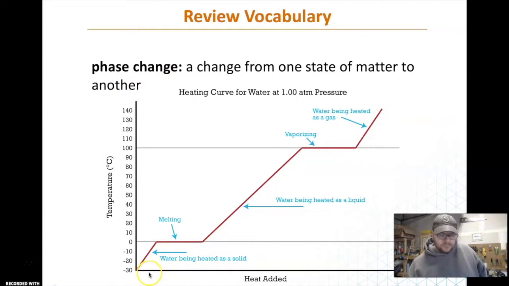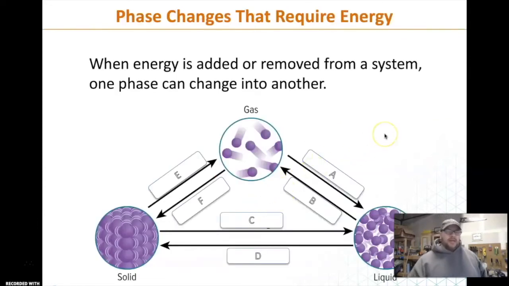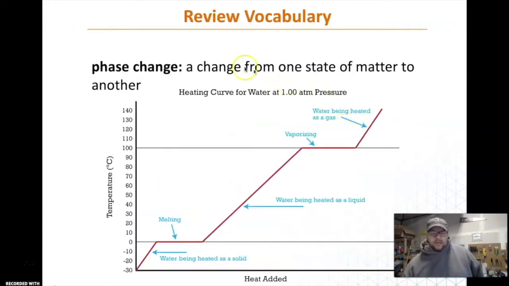So what is actually causing the phase change? Well, that's energy. When energy is added or removed from a system, we're going to have a change in the phase or a change in state. Previously, during this graph, we were talking about heating up the water. Well, what happens if we cool it down?